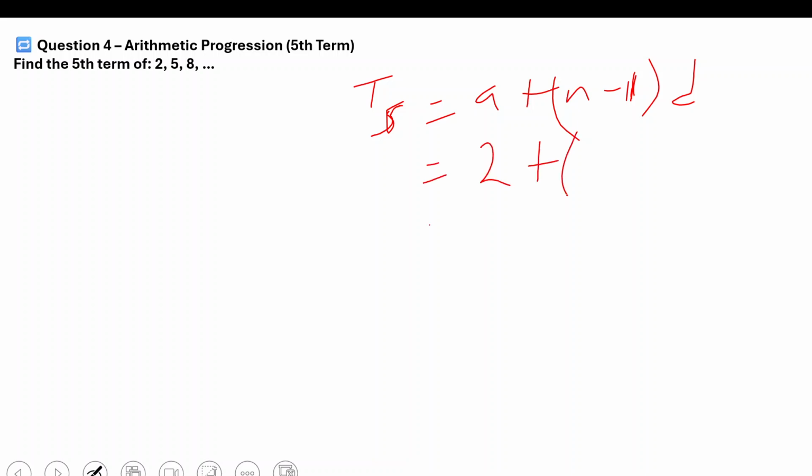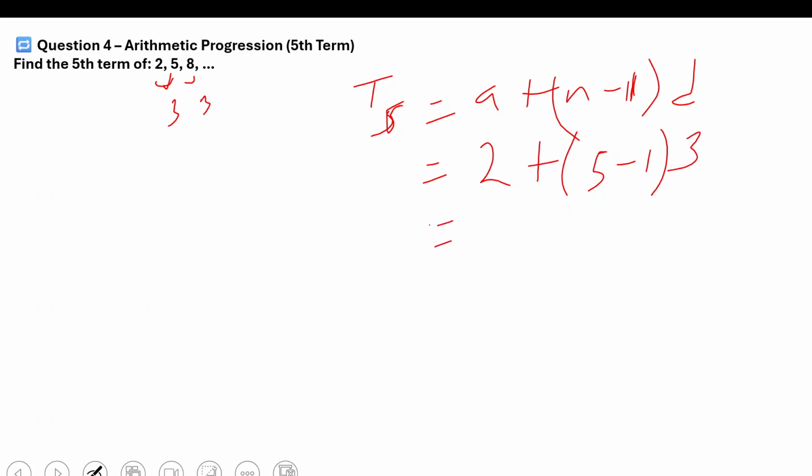Number 4 says, in the arithmetic progression 2, 5, 8, and so on, what is the fifth term? T5 is equal to a plus n minus 1, then d outside. Here a is 2, n is 5 since it's the fifth term, minus 1, and d is 5 minus 2, which is 3. Also 8 minus 5 is 3, so the common difference is 3.